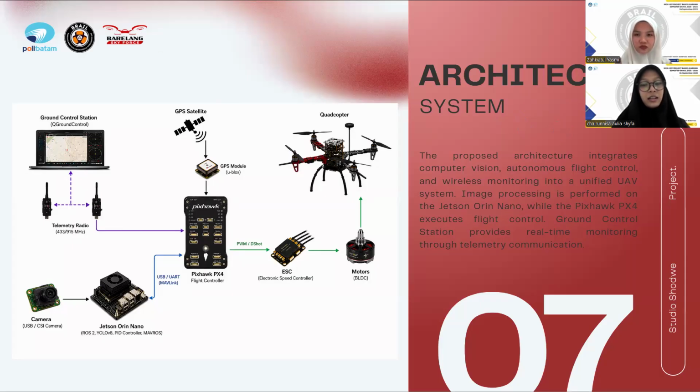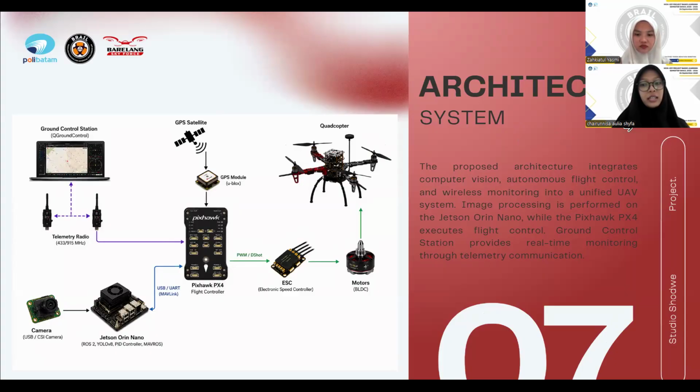This is the architecture system for the vision. The system architecture consists of three main parts: a data processing system, a flight control system, and a monitoring system. The Jetson Orin Nano X, the companion computer, receives images from the camera and runs object detection and control algorithms. The processing results are then forwarded to the Pixhawk PX4 to control the drone's movement. Meanwhile, the GPS module provides positioning information for navigation, while the ground control station monitors the drone through the telemetry radio during the flight.